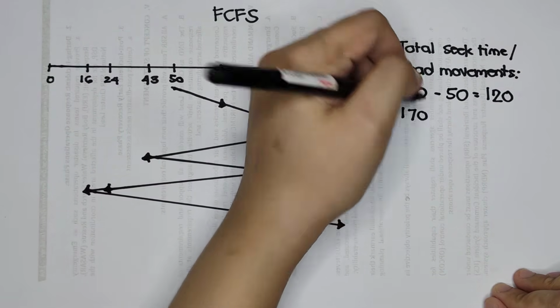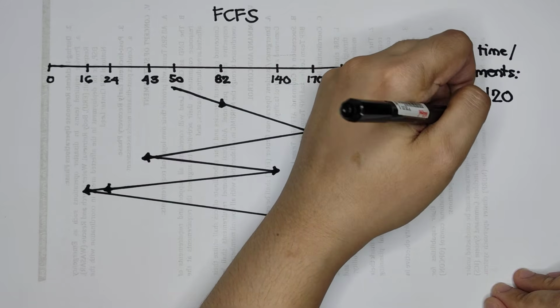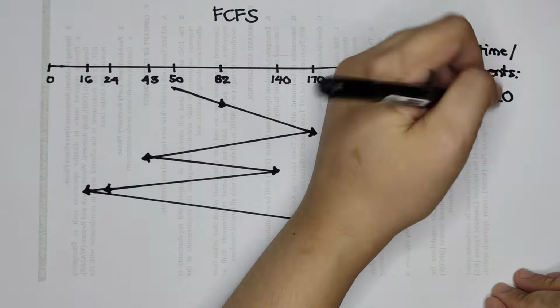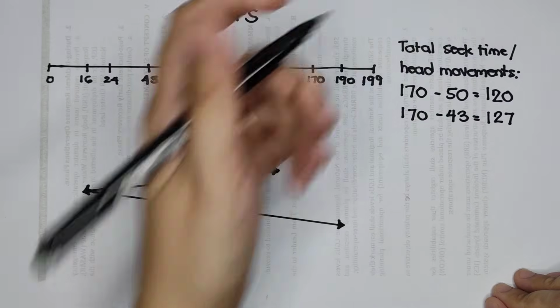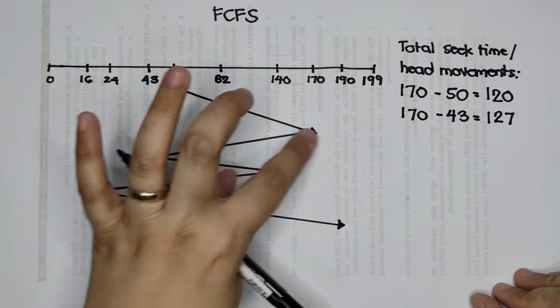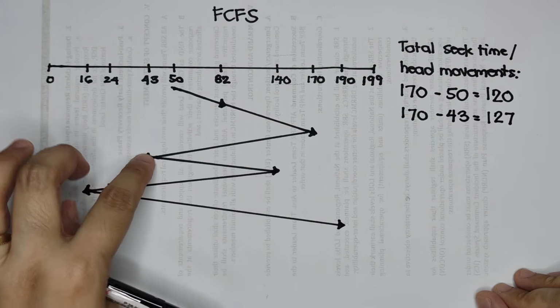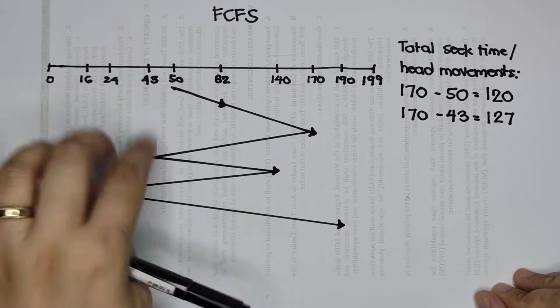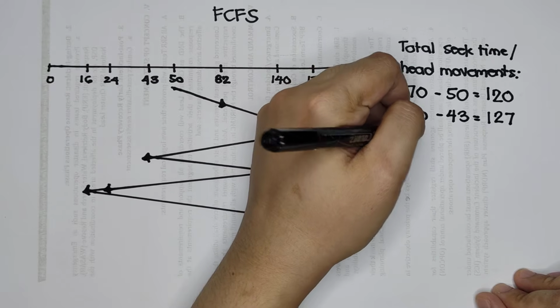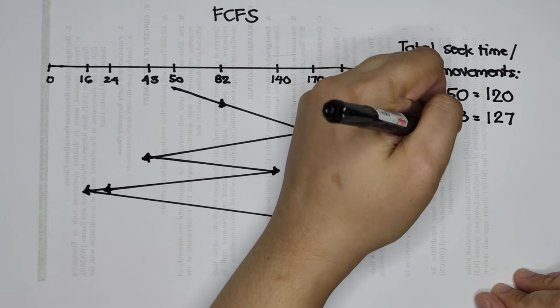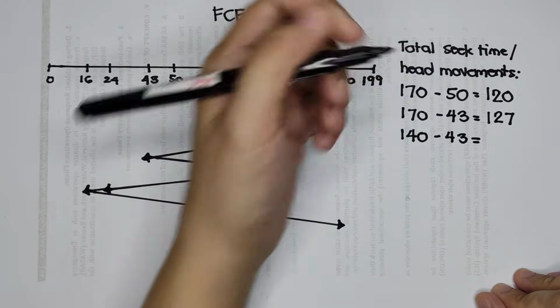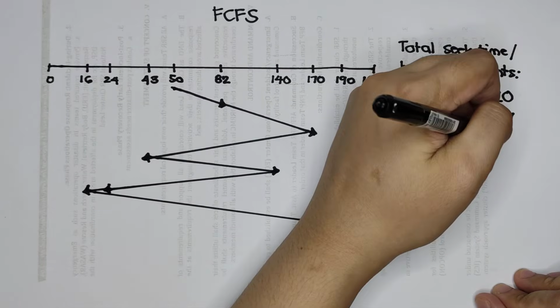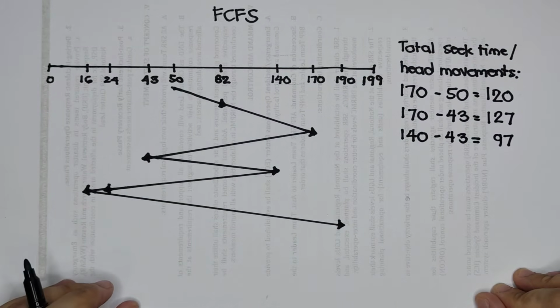Next we have 170 minus 43, which is equal to 127. We're already finished with this one. Next is this third line. We have 140 minus 43, which is equal to 97.